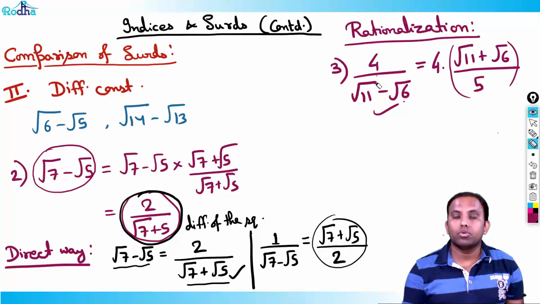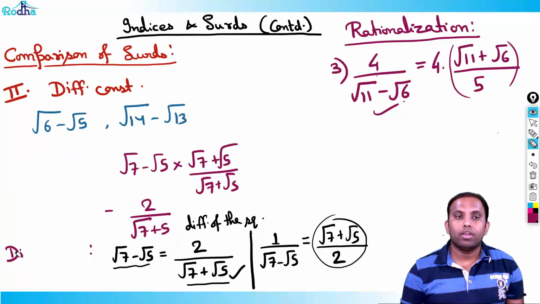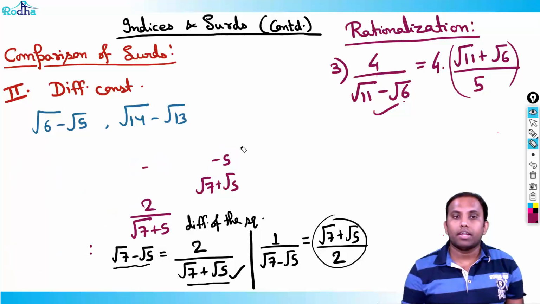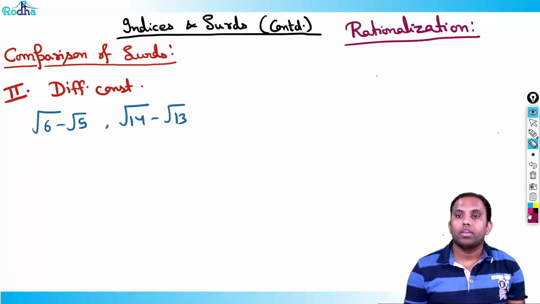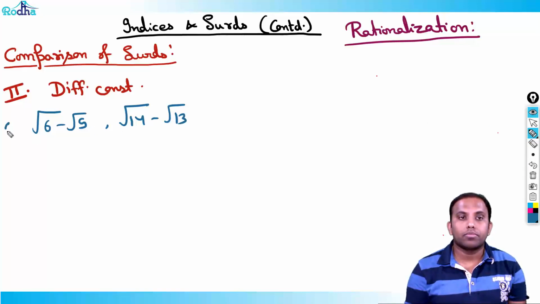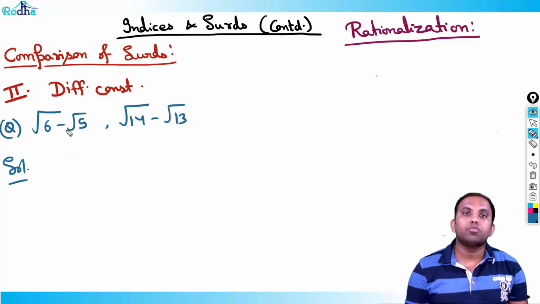Now let's move to the actual question. We'll learn the logic and then we'll derive a direct shortcut to do this kind of question. See, we have the numbers root 6 minus root 5 and root 14 minus root 13. The question is, which is greater? We'll rationalize both the terms.